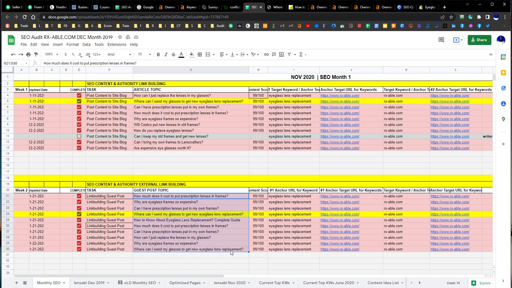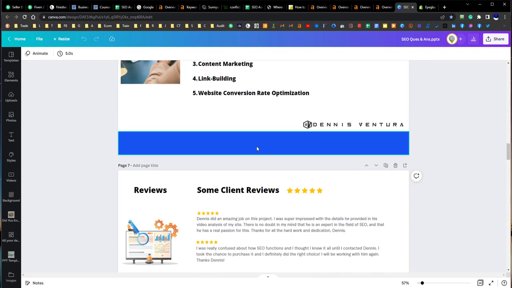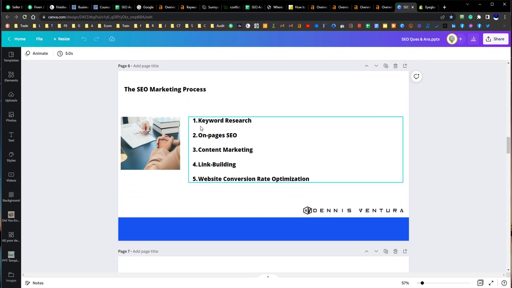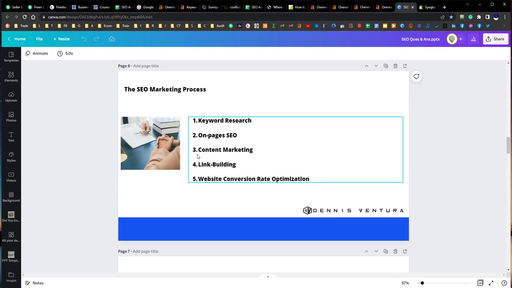I mean, what you need to kind of do in terms of what the process is, it basically comes down to these main components. Number one, doing the keyword research, which is what we're doing here right now. Number two, making sure that those keywords are placed on the website, like I just mentioned here. If you want, we also offer that as a service. And then content marketing and link building. This is really what the ongoing month-to-month SEO is all about.